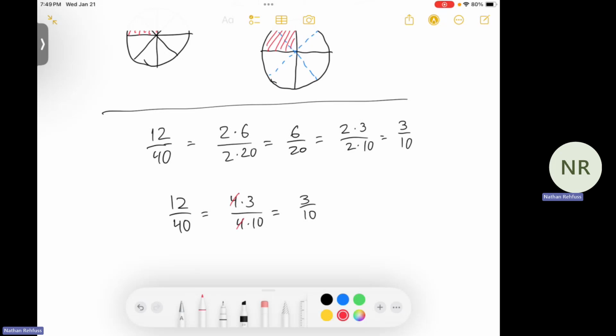When I saw the 4 here, 4 is the greatest common factor. That means it's the largest number that divides into both 12 and 40, and that means that if we cancel out the 4, we'll be done in one step instead of multiple steps. So for very large fractions, it might be helpful to have a method to find the greatest common factor quickly, instead of groping in the dark for this factor of 2 and then this factor of 2 and so on.